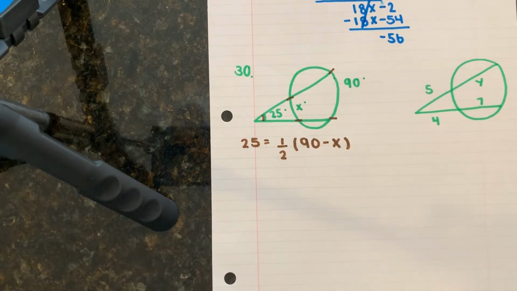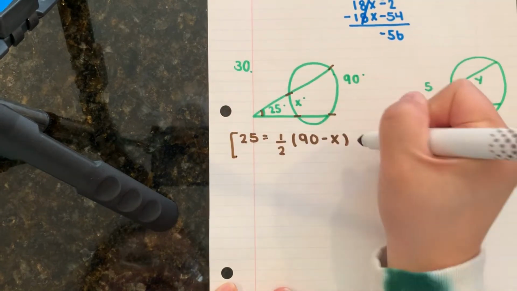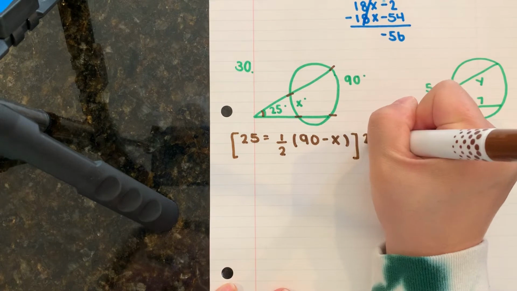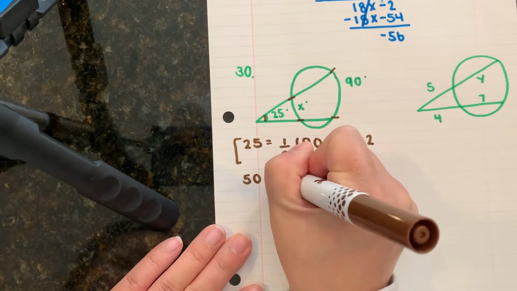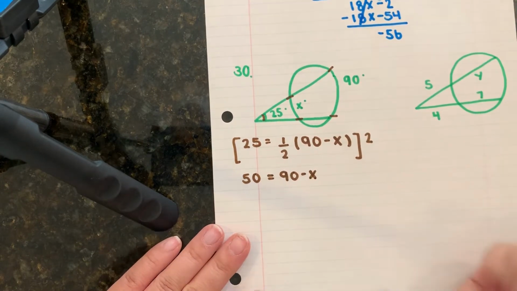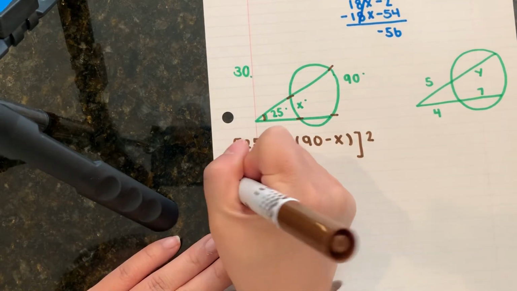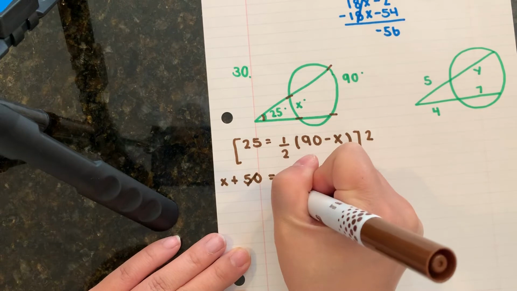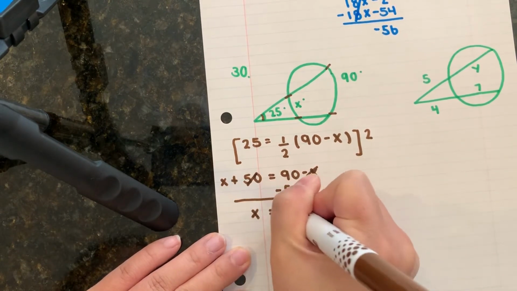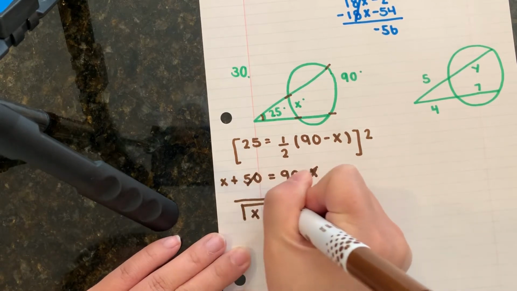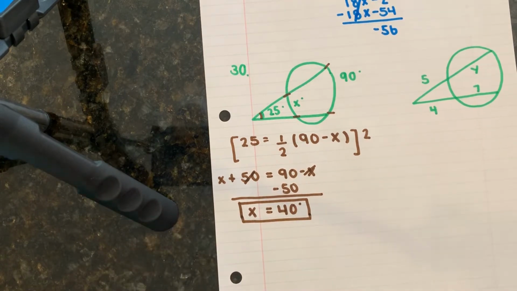So it's a little different than the ones you've solved for in the past. The first thing we're going to do is get rid of that fraction by multiplying this whole thing by 2. When you do that, the left side becomes 50, and your right side becomes 90 minus x. Now I'm going to move this x to the left-hand side and move the 50 to the right. So I'm going to add x over here, and subtract 50 here, which means that x is going to be equal to 40. So you take half the difference of the two intercepted arcs when they intersect on the outside.